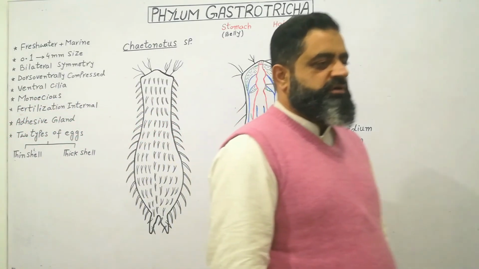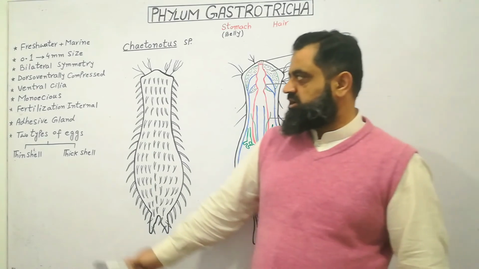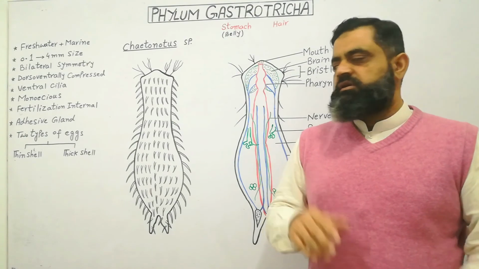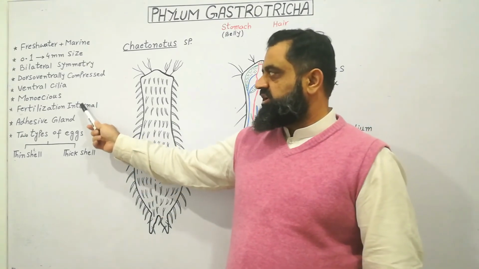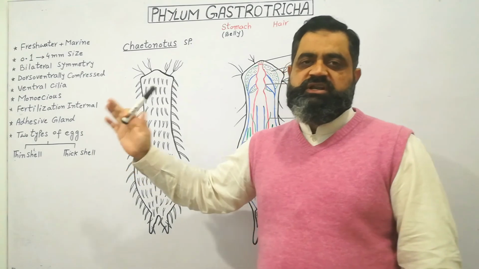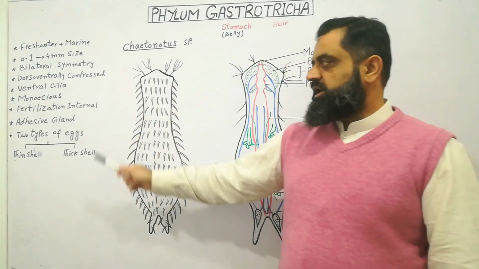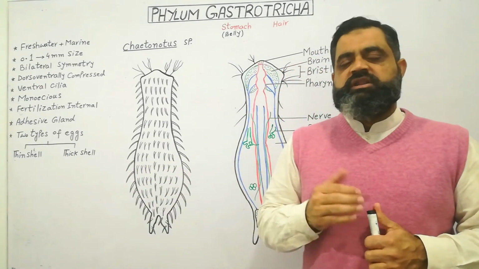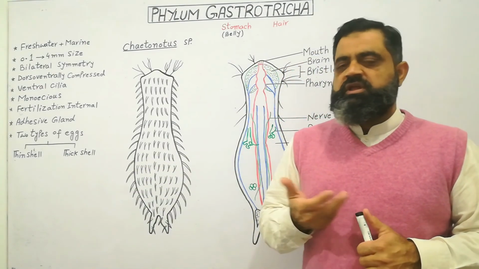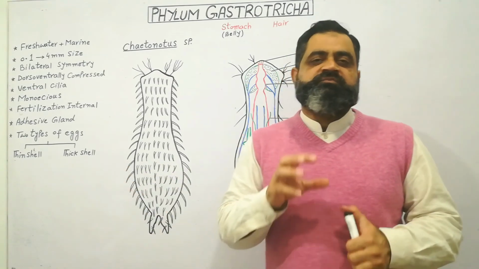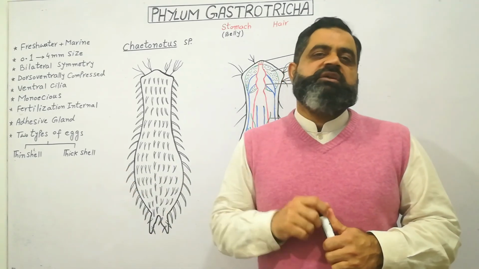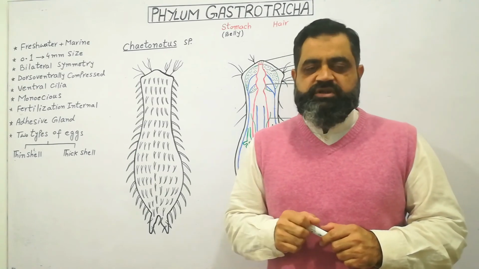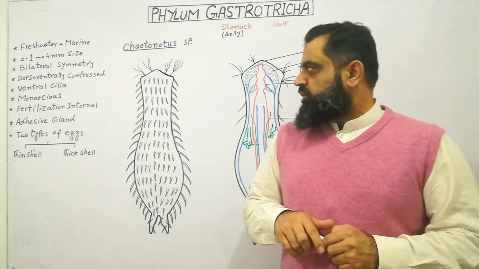Now let's move on to the main characteristics of these animals. These animals are monoecious. Monoecious means they have male and female organs in the same organism. Fertilization is usually internal. Their body contains adhesive glands on the posterior surface, and they produce two types of eggs: thin shelled eggs, which hatch into new organisms, while thick shelled eggs undergo a resting period, known as a dormant period, during the winter season, and then hatch when spring or summer arrives. So I hope it makes sense.